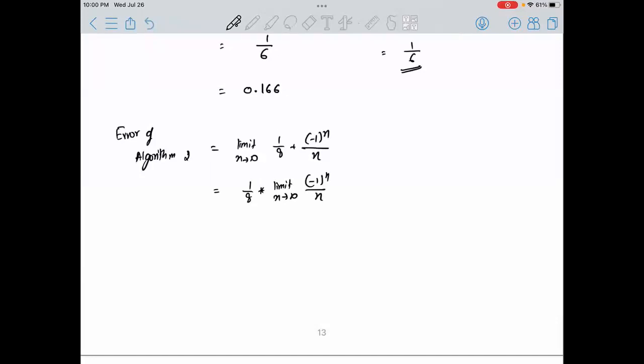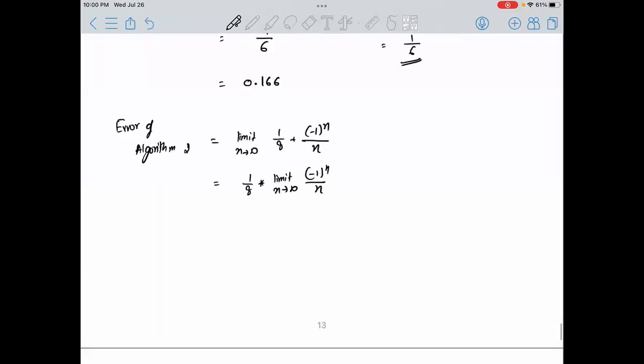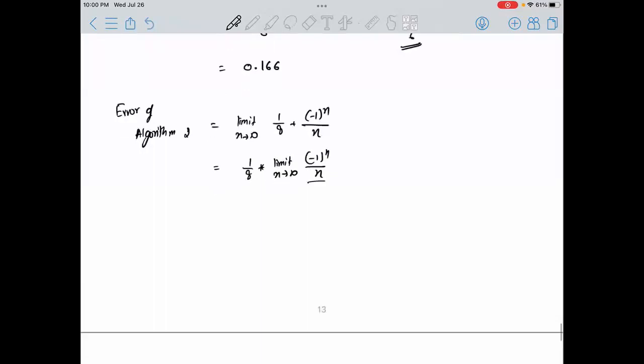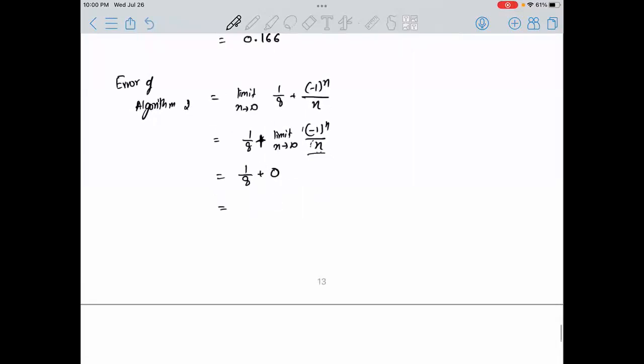So leave aside the top part. Here there is 1 by n, so it will become 1/8 plus 0. That implies 1/8, which is equal to 0.125. Clear?